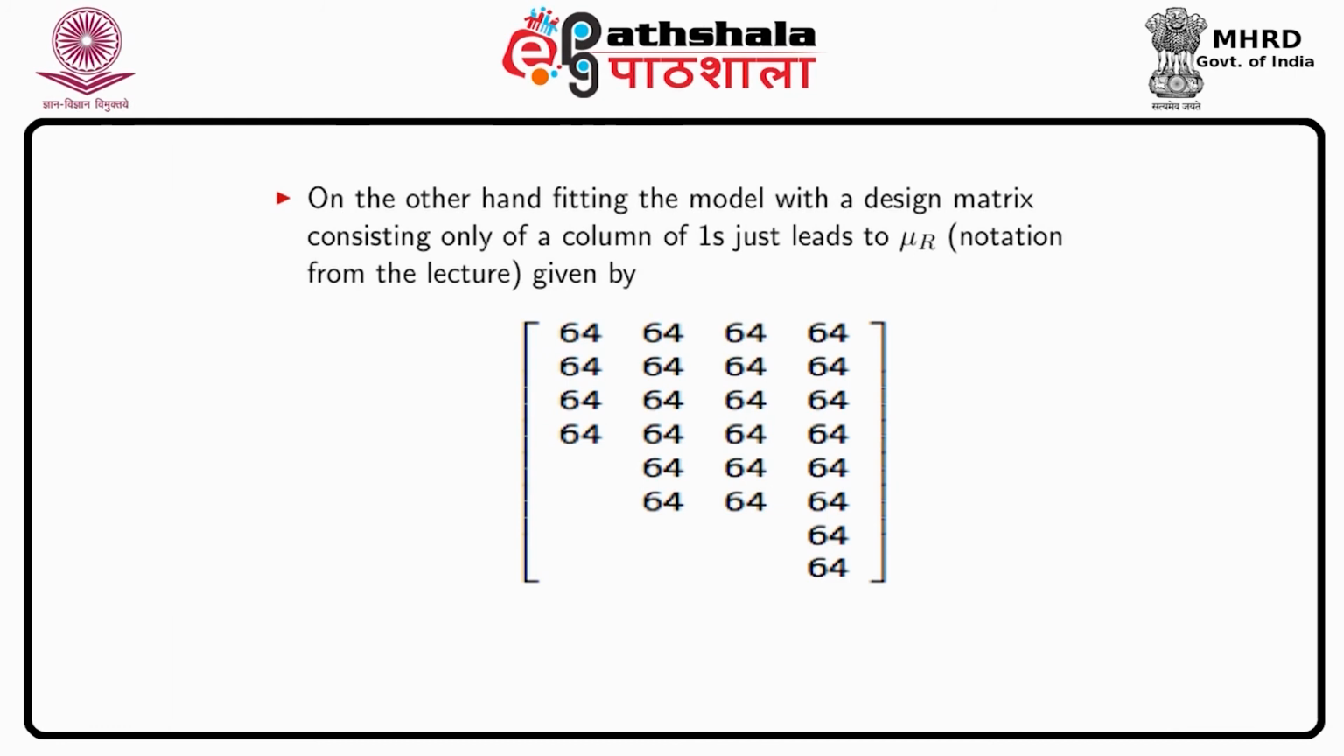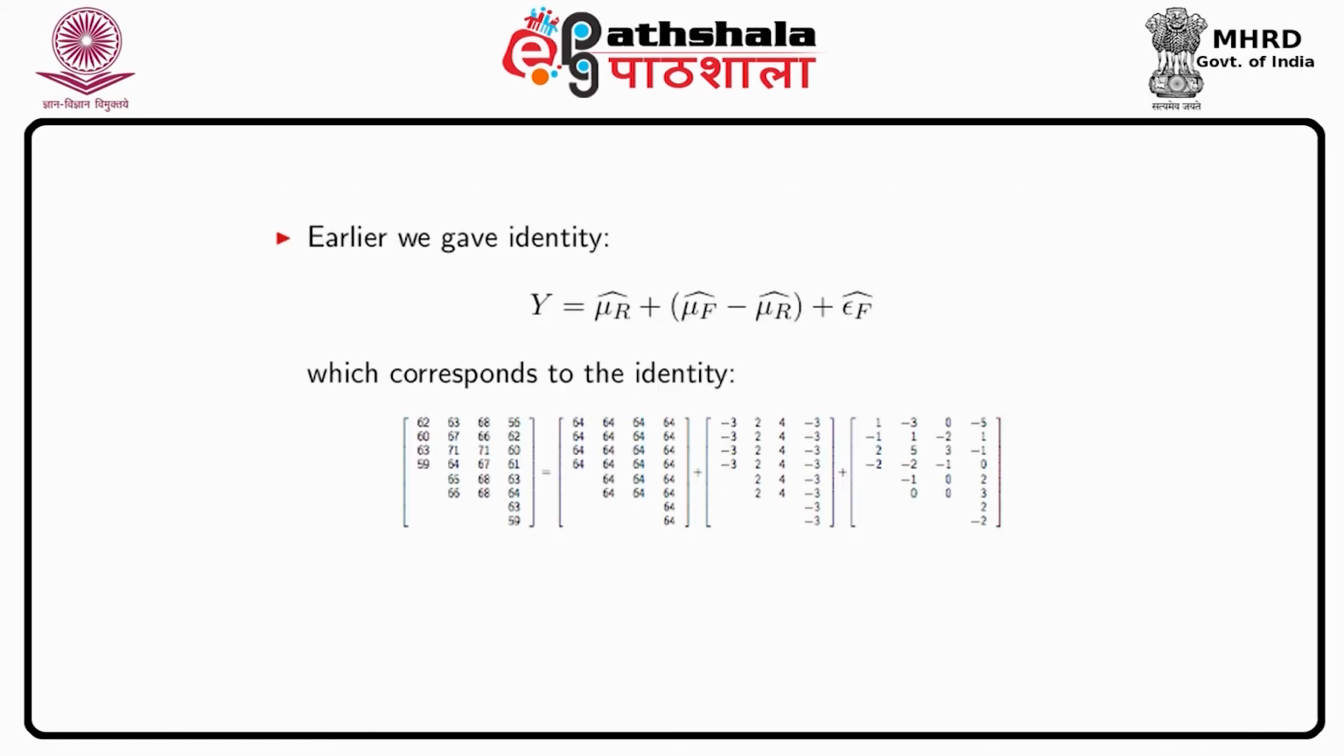On the other hand, fitting the model with the design matrix, which is the X matrix, that consists only of a column of 1s, just leads to mu r hat, which is given by the following table. Earlier we had seen the identity of y equals mu r hat plus mu f hat minus mu r hat plus epsilon f hat, which corresponds to the following identity. Because we have calculated these quantities X prime X and X prime Y separately, we are able to write the above identity in the form of the matrix addition in the following form.